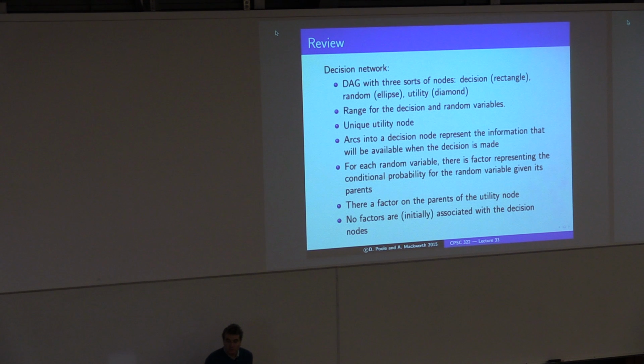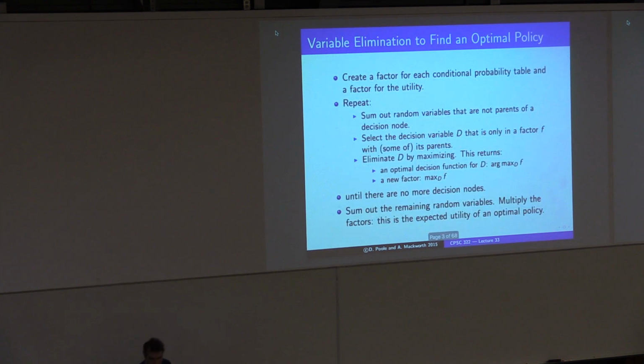So far we've been looking at this representation of a decision network, which is a directed acyclic graph with decision nodes, random nodes, and utility nodes. There's a range for the decision and random nodes, and a unique utility node. What's important is that the arcs into the decision node represent the information that will be available when the decision is made. For each random variable, there's a factor representing the conditional probability of the variable given its parents. There's a factor for the utility node, and there are no factors associated with decision nodes. Okay, are there any questions about that at all?